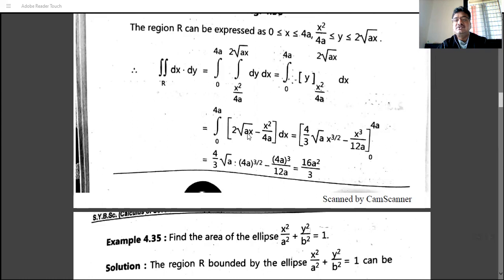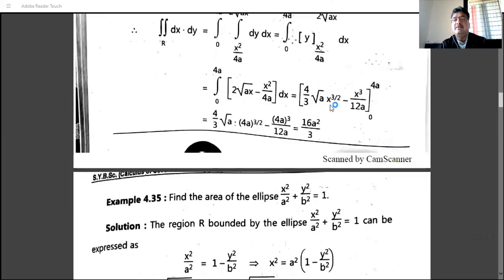we have the integration: 2 root a is a constant quantity, and integration of root x means x raised to half. Then its integration is x raised to half plus 1, means x raised to 3 by 2, divided by 3 by 2, means into 2 by 3. We have 4 by 3 as the answer. And 1 by 4a is constant, x cube by 3 is the integration of x square. We have this factor. And then value at the upper limit, that is, substitute x as 4a. We have this value. And substitute x as 0, we get 0. So after calculation, we have this.